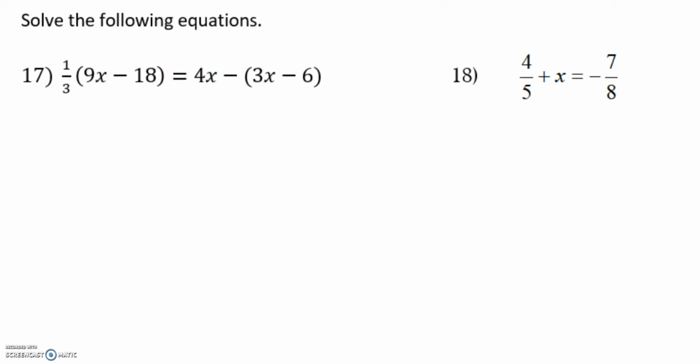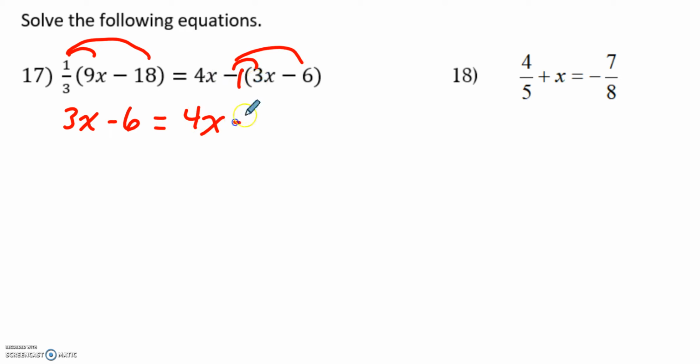Moving on, we're just solving some equations here, back again to the first unit. For number 17, if I distribute, multiplying by 1/3 is the same as dividing by 3. So 9x divided by 3 is 3x. Negative 18 divided by 3 is minus 6, equals 4x. Here we are distributing a negative 1, so this becomes negative 3x plus 6.